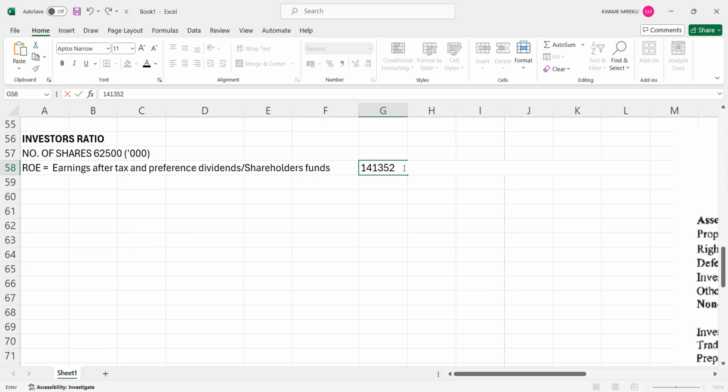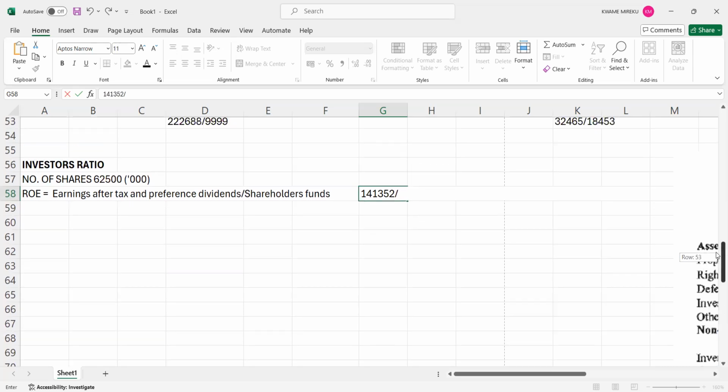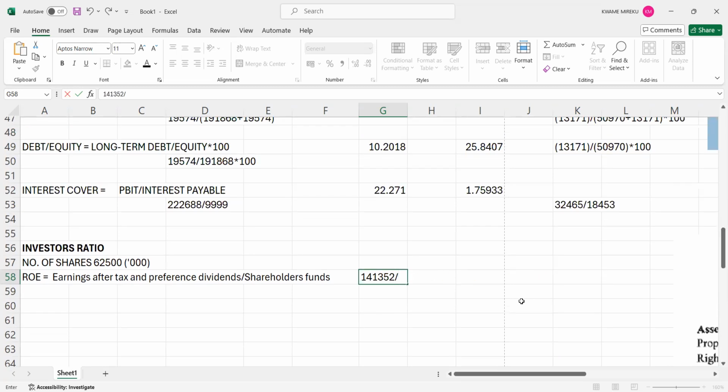The owner's equity is in the capital employed from the liability and the debt equity ratio. You can get the figure straight away from there. That is 191,868, times 100.